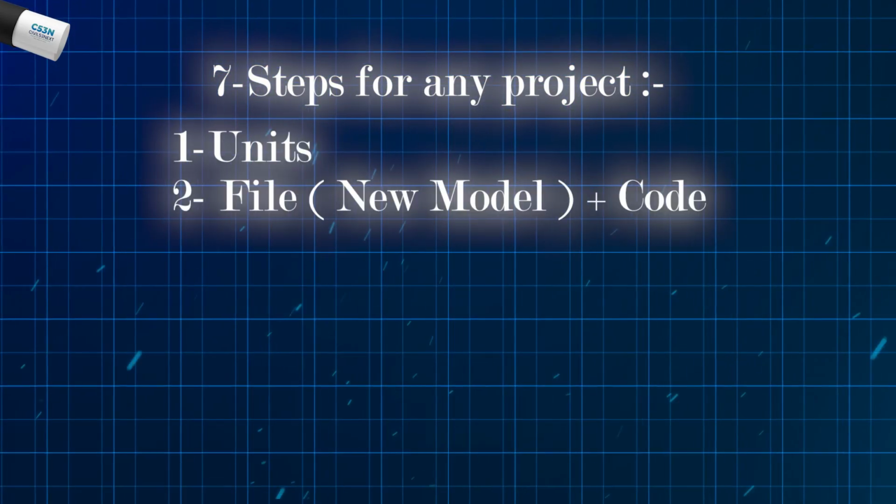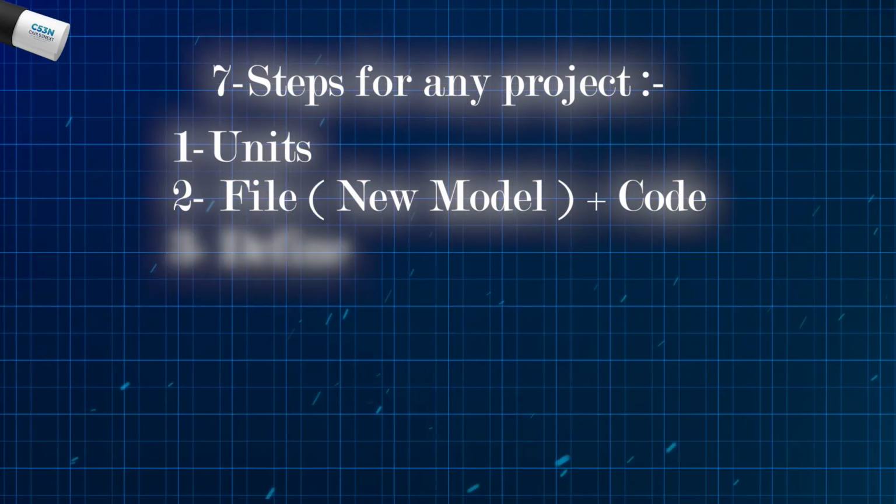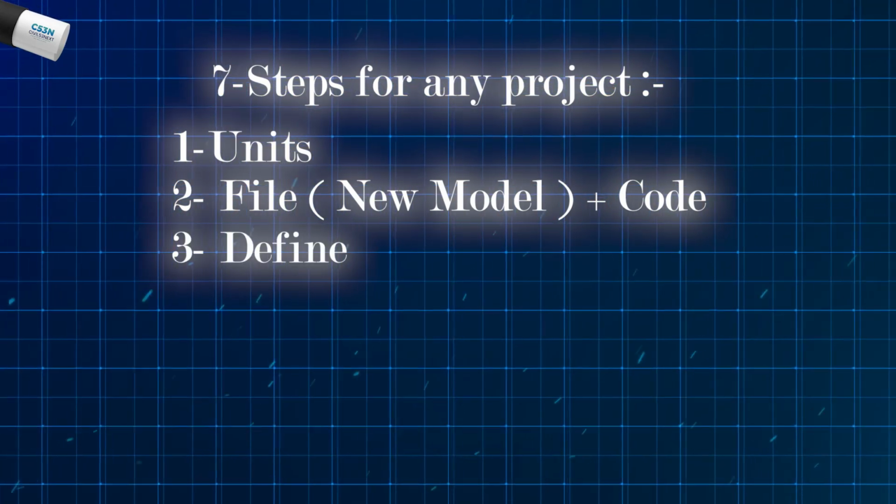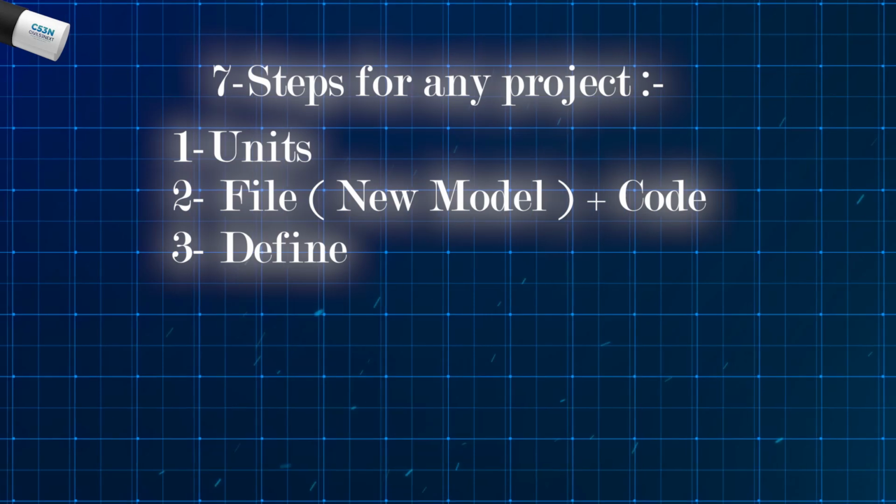Now before ending this video, I want you to remember one thing. Remember these 7 steps for any project. It's systematic, you just have to follow these 7 steps. First, units. Second, file, which is the new model plus the code. Third, define. In define, you will define materials, sections, loads, load combinations.